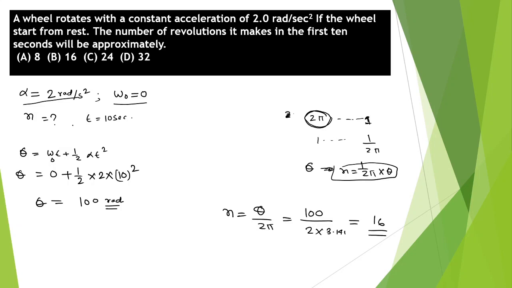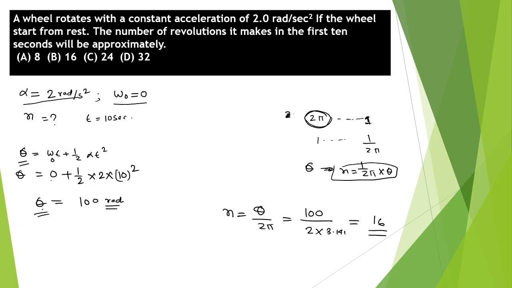And what are we going to find out? We are going to find out theta, because if we get the value of theta, we can easily find the number of rotation. We know the formula for theta is omega naught t plus 1 by 2 alpha t square. Just try to understand what omega naught is. It is already given that it is starting from rest, so omega naught will be 0, plus 1 by 2 alpha, which is already given as 2 radian per second square, and time is given, that is 10 seconds. From this equation we have the value of theta, that is 100 radian.